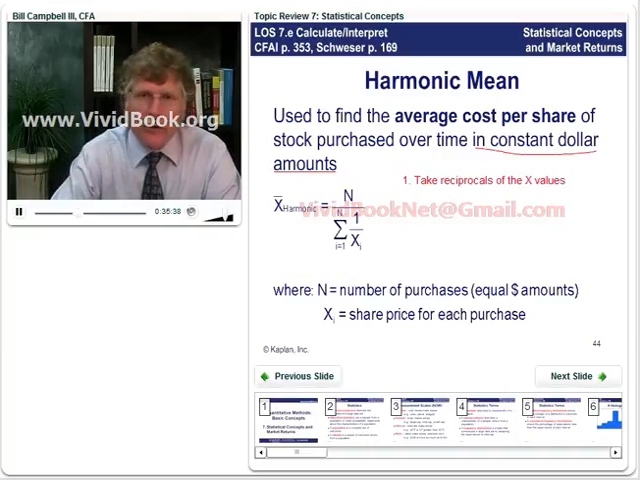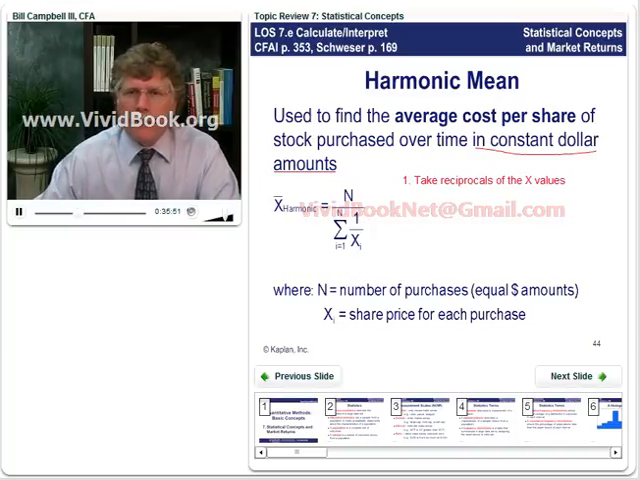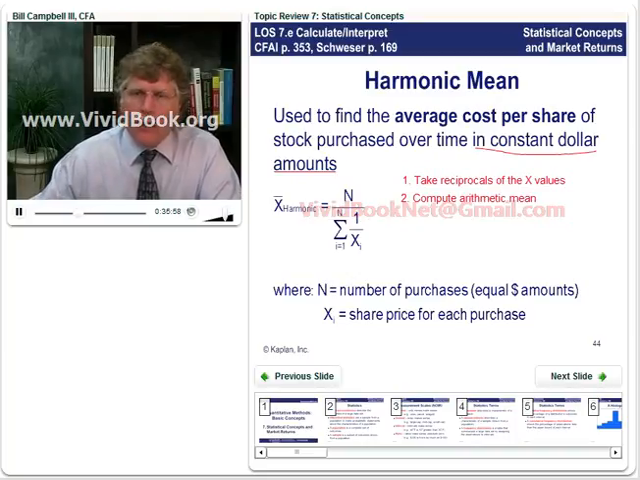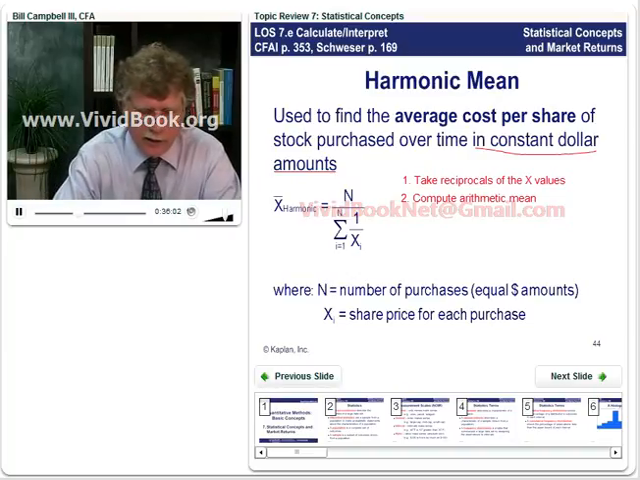Second step, compute the arithmetic mean. So after you have the reciprocals, then you compute the arithmetic mean. The arithmetic mean, of course, you're going to add up all those reciprocals. You're going to divide by n. Third step, take the reciprocal of the answer, of the arithmetic mean.